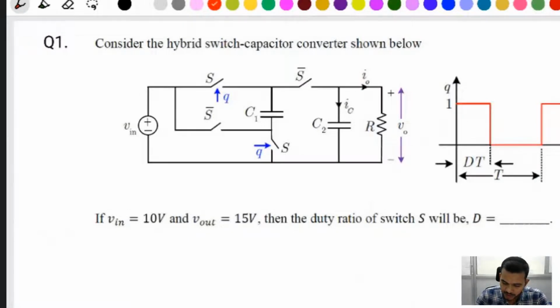Question number one is given. Consider the hybrid switched capacitor converter shown below. Input voltage and output voltage are also given, 10 volt and 15 volt. Let's ask about the duty ratio.